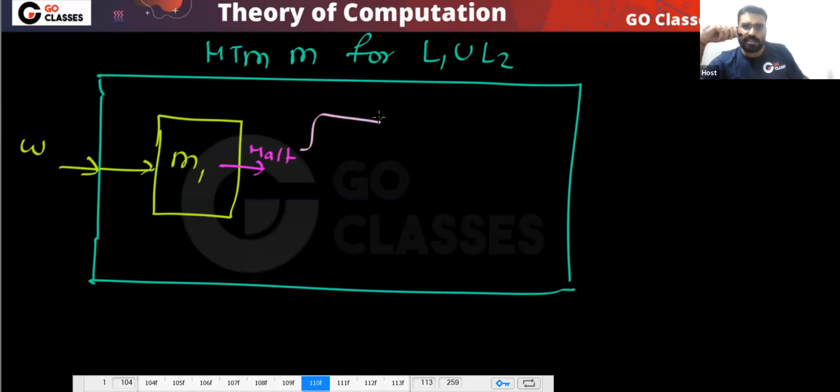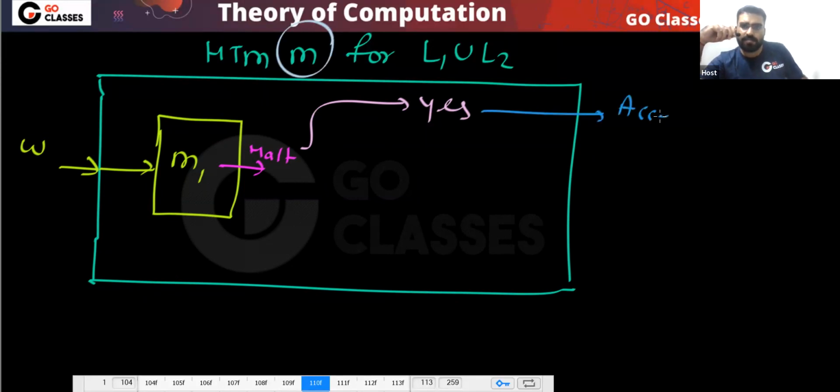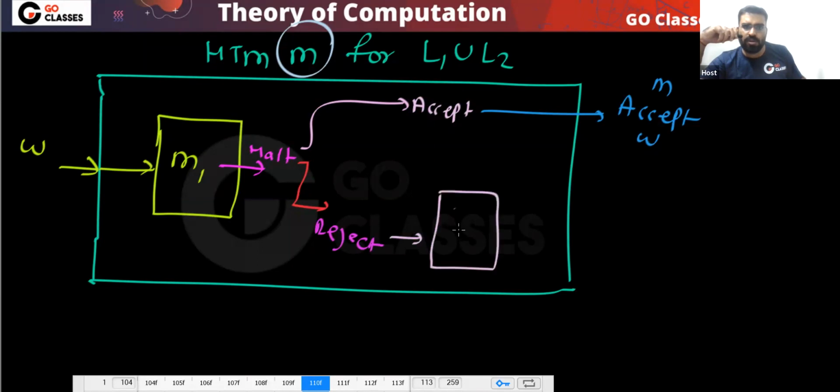So when it halts and it says yes, then our Turing machine M will also accept W. Next, if it says no, it will halt, and if it rejects, then you run W on M2. Then you will give this W to M2.